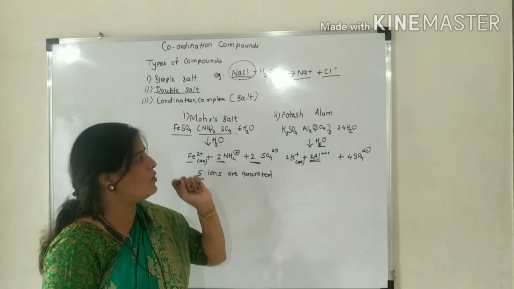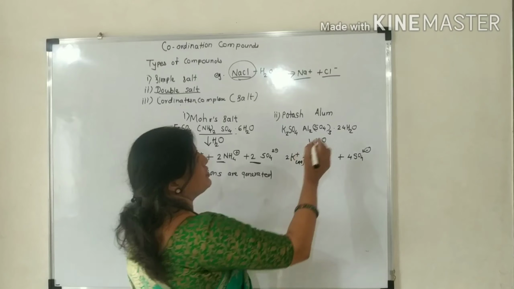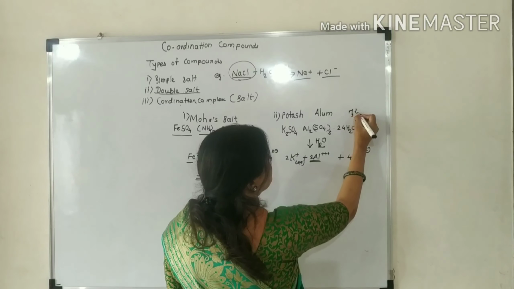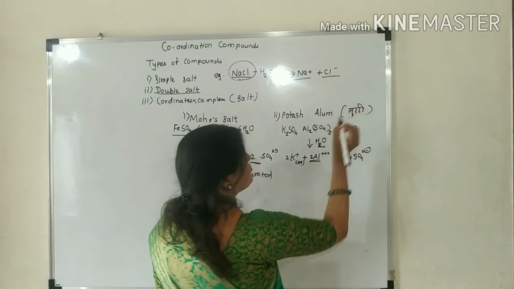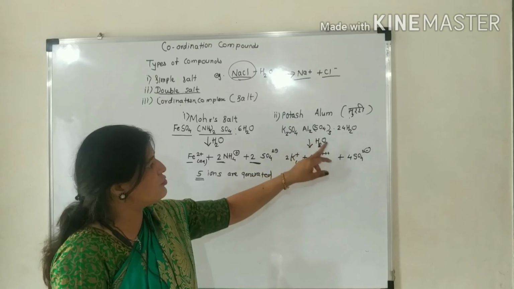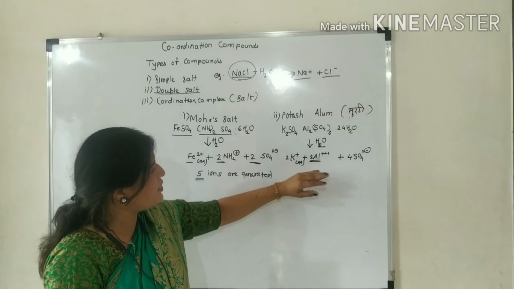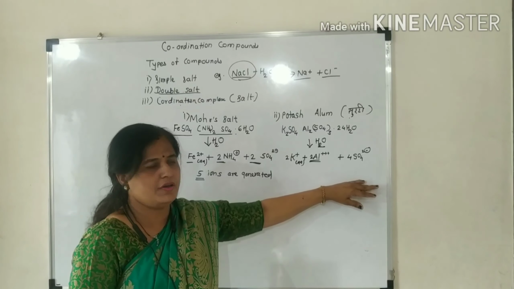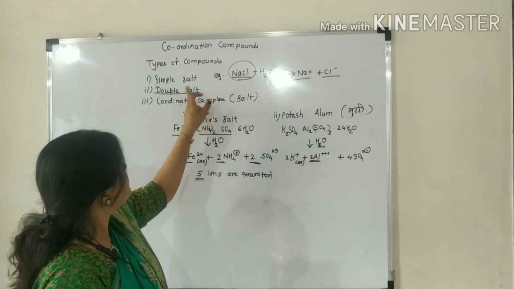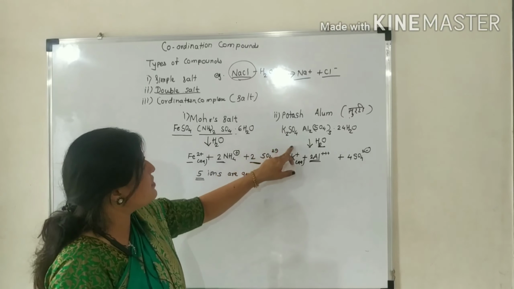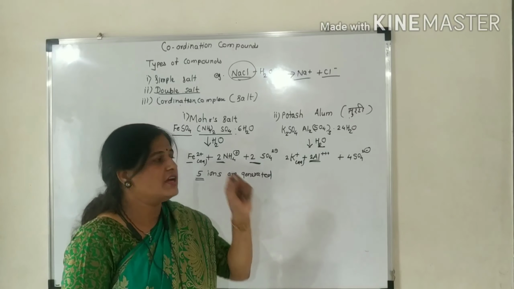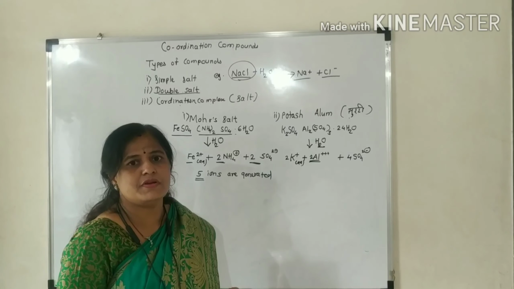Potash alum is called turdi in Marathi. It also dissociates in water and you will get different ions. Therefore, this is a double salt. This double salt represents its constituent particles.